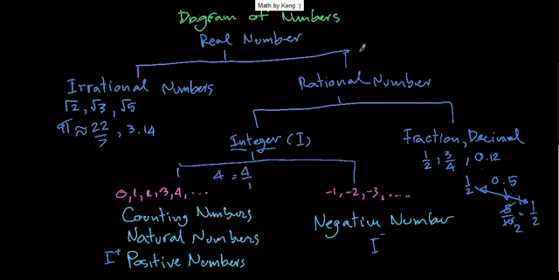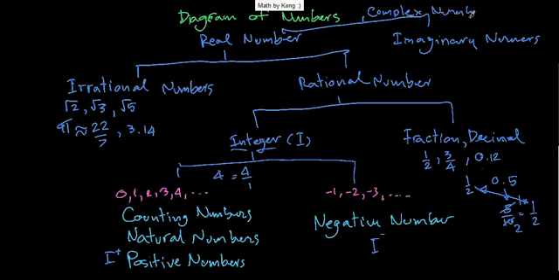Further on we will study the next two: real numbers and imaginary numbers. And we call both of them complex numbers. Okay, these are the diagram of numbers.